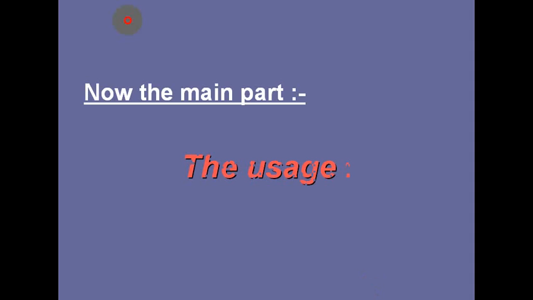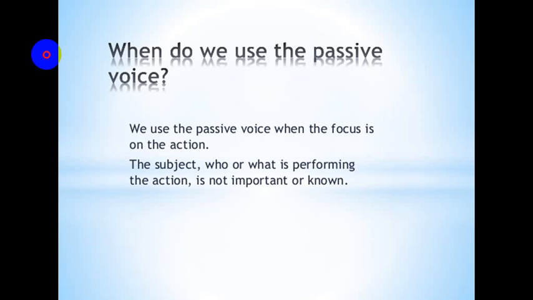Now the main part, the usage. When do we use the passive voice? We use the passive voice when the focus is on the action. The focus here, this word in Arabic, it means al-tarkiz. We use the passive voice when the focus is on the action. The subject, who or what is performing the action, is not important or known.